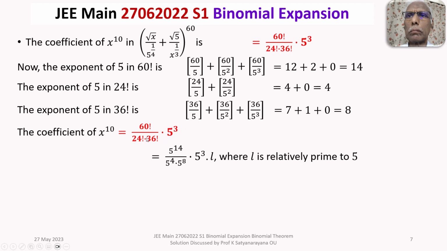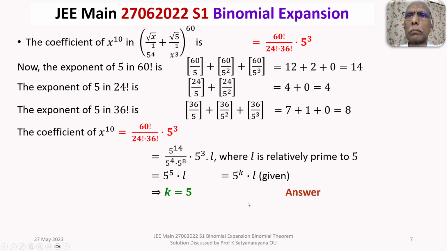Now when you extract these factors, the remaining part is L, and 5 doesn't divide L. That means L and 5 are relatively prime, that is, L is co-prime to 5. So thus we get 5 to the power of 17 by 5 to the power of 12, that is 5 to the power of 5 into L, where L is co-prime to 5. It is given in the question as 5 to the power of k into L, and we are required to find the value of k. So from this, k is equal to 5.